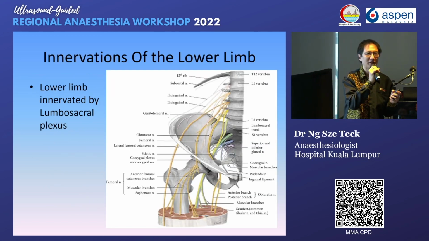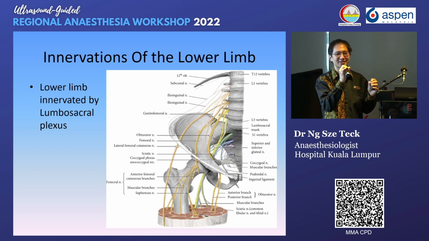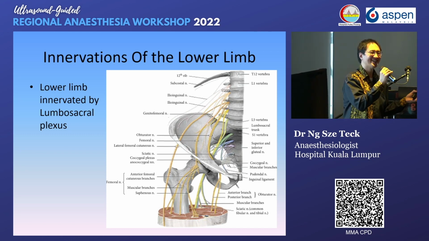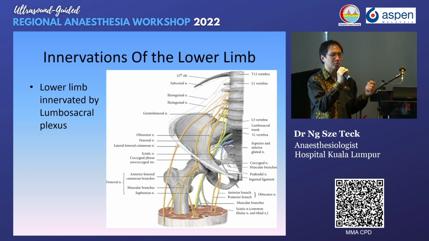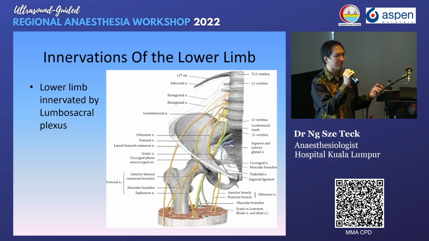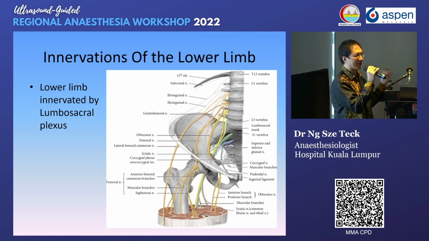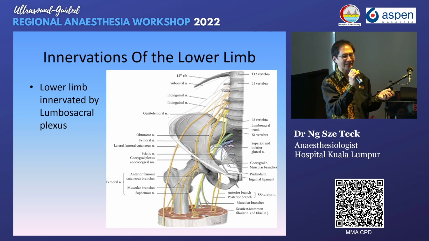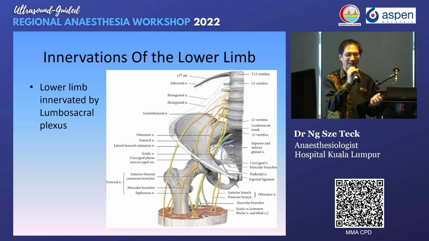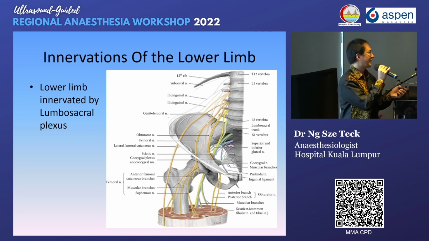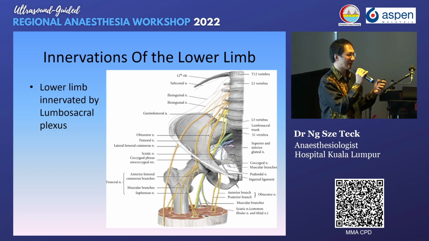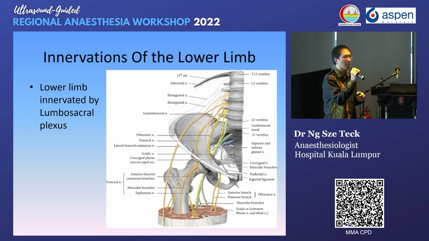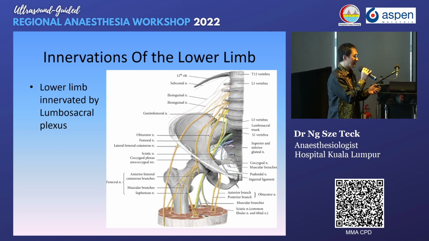So, lower limb blocks. Actually, lower limb blocks in a nutshell are very difficult. Very difficult in the sense that if you want to block the lower limb, it's not like the upper limb, where you can just block the brachial plexus at various levels and achieve anesthesia or analgesia easily. For the lower limb, the innervation is more complex. Each part of the lower limb receives various innervations, so you need to block more than one nerve in order to achieve the block.